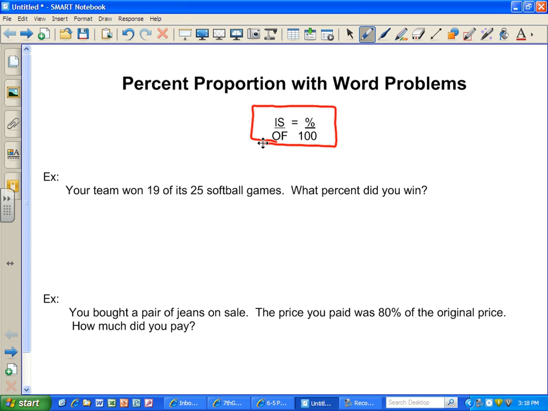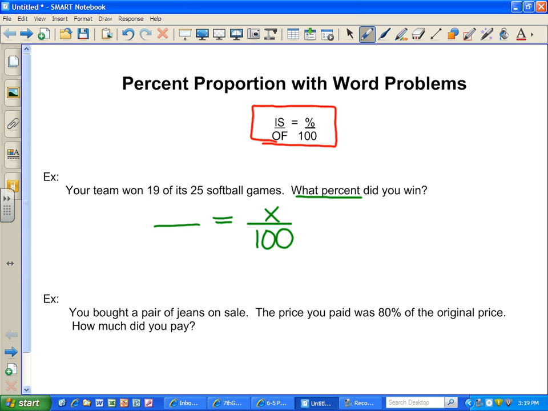So let's look at our first example. Your team won 19 of its 25 softball games. What percent did you win? So set up your proportion. The easiest thing to fill in is what goes over 100, since that's the percent. That's what we're being asked to solve for, so x would go on the top.